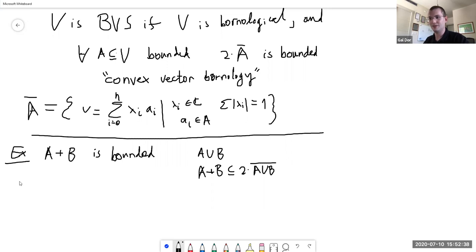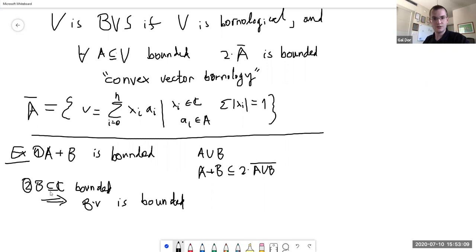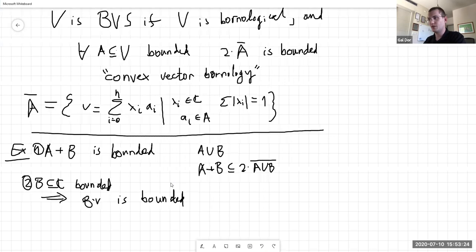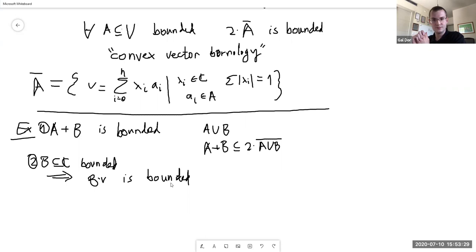So just for any set B inside C bounded, then B times V for any specific vector is also bounded. So this is the basic definition, and let me maybe relate it to more familiar terms, to topological vector spaces. So just any questions before I maybe proceed to that? Okay.